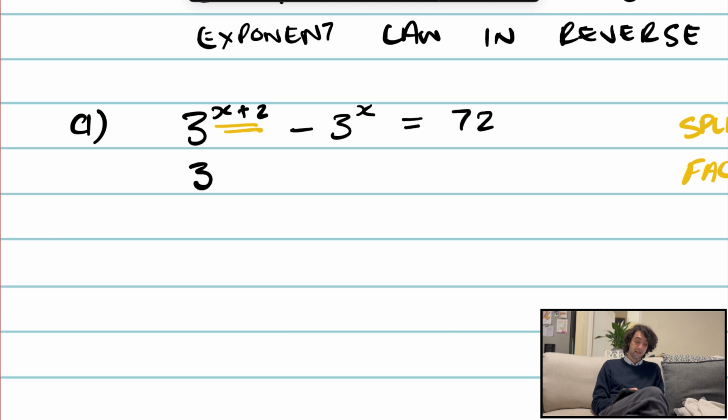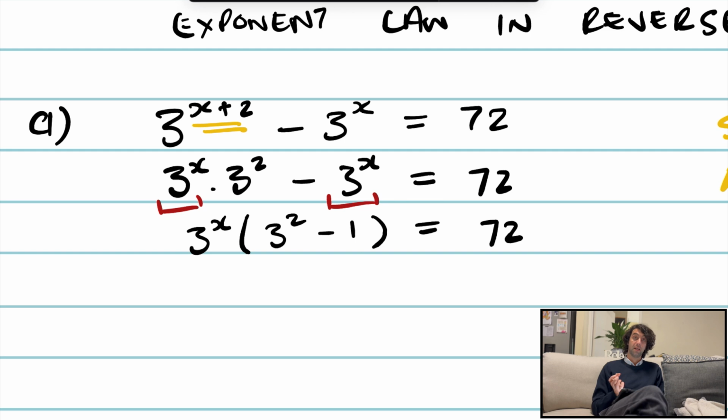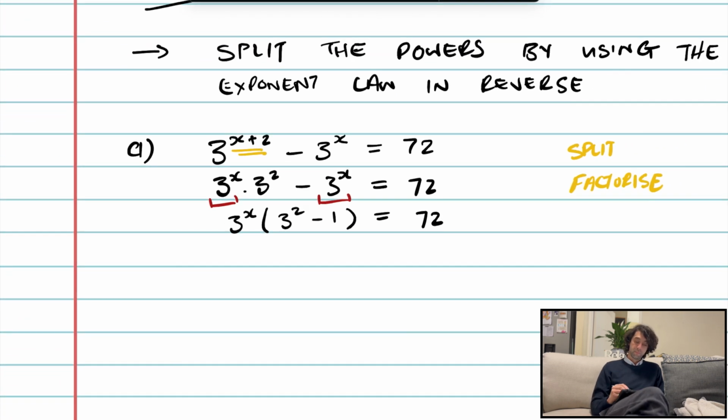Our reverse law is telling us that this is going to become 3 to the power of x multiplied by 3 squared, minus 3 to the power of x, which is now equal to 72. Once I have split this, I notice that I have a common factor I can take out. So I'm going to take out my 3 to the power of x, and what I'm left with is 3 squared minus 1, which is equal to 72. So I've split, I've factorized. Now I want to start simplifying.